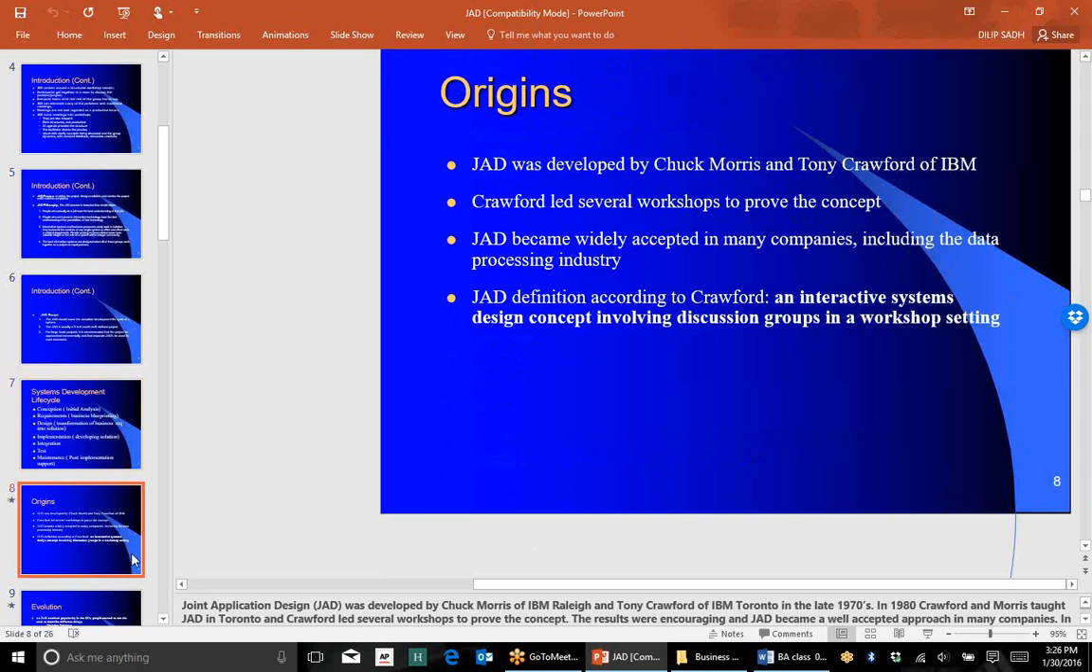JAD was developed by Chuck Morris and Tony Crawford of IBM. Crawford led several workshops to prove the concept. JAD became widely accepted in many companies, including the data processing industry. It was done many years back. A lot of people do use JAD pretty commonly nowadays. JAD is quite a commonly used development methodology during software implementation cycle.